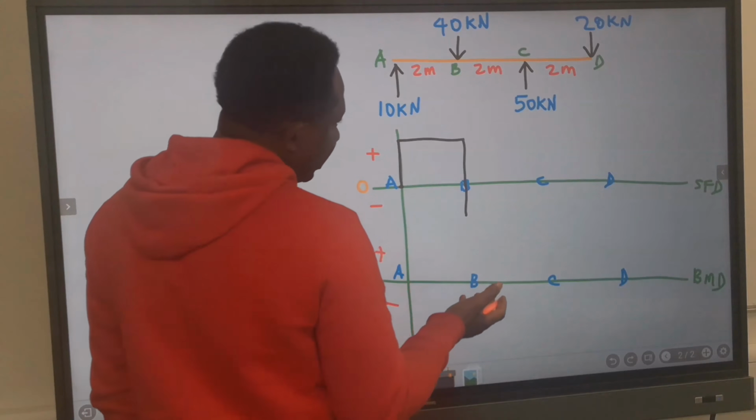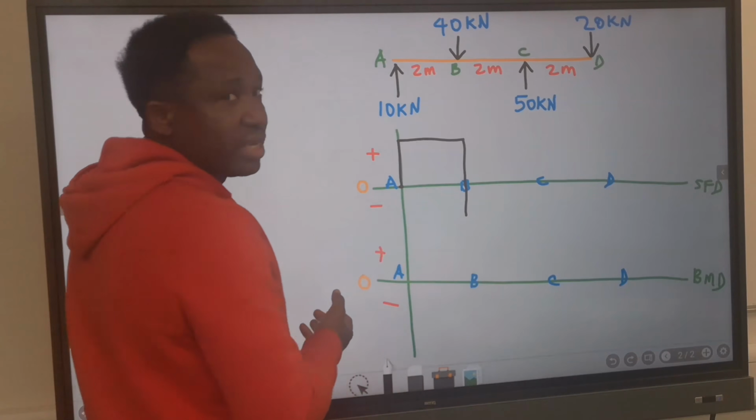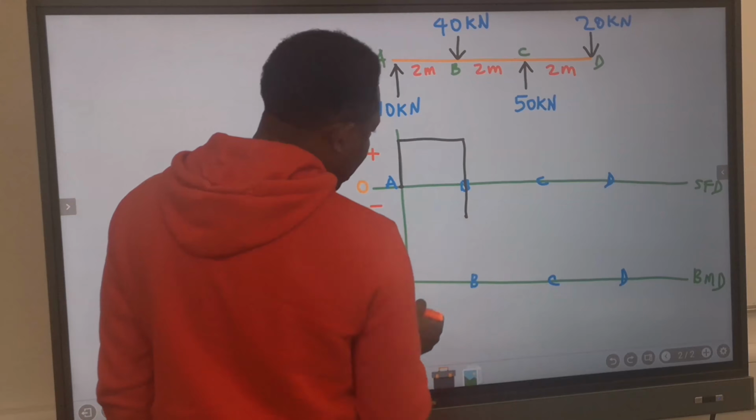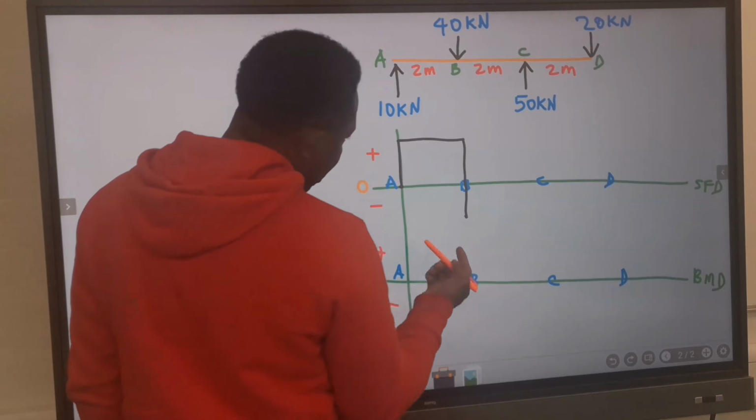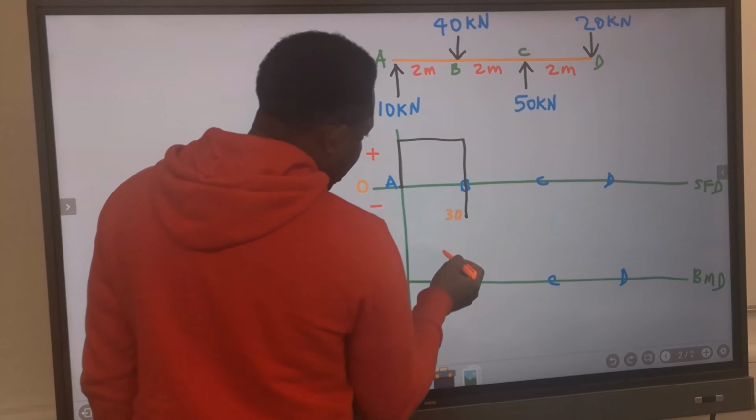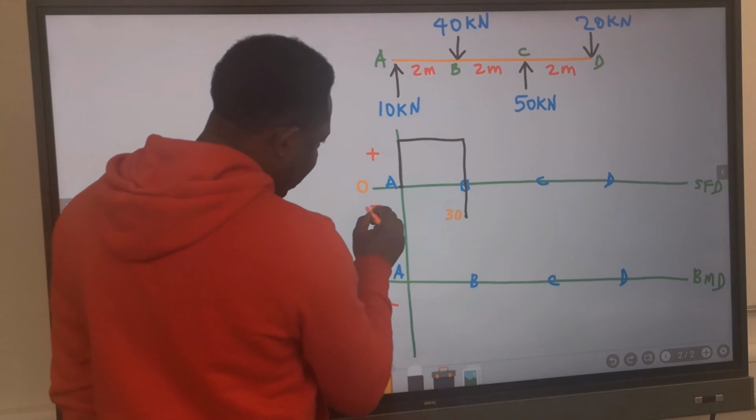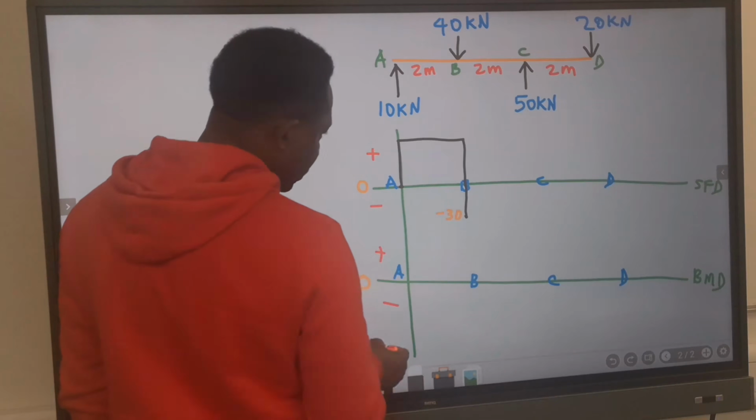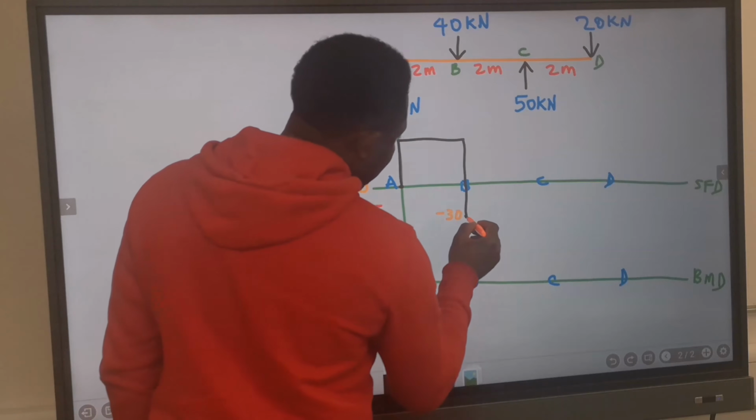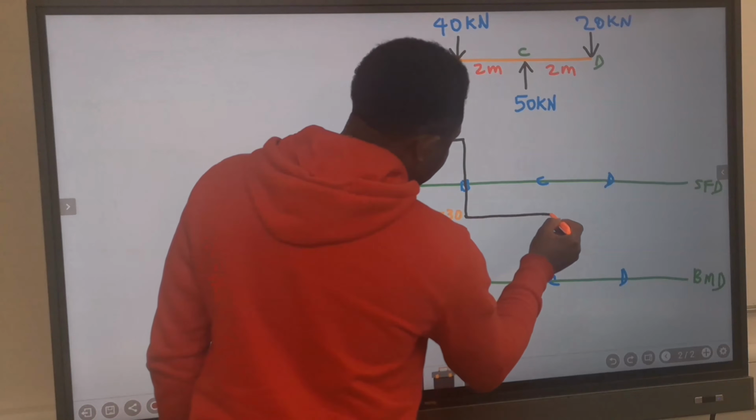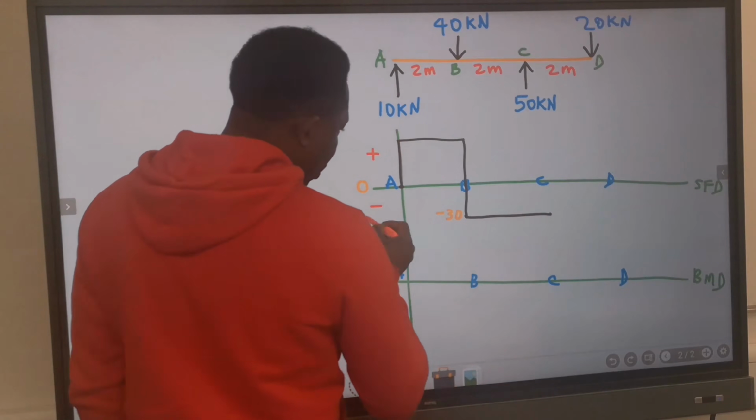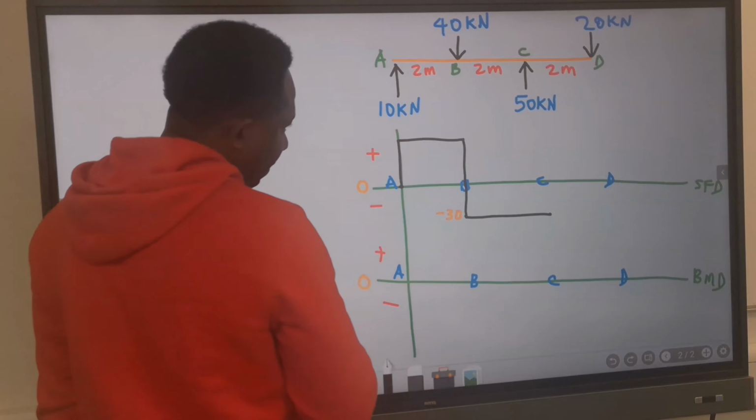Hence, this is not a graph and this is not to scale. So I will assume this point to be minus 30. Remember, this is 10 and this is 30. But because it fell on this side, I will give it a minus. Next, between B and C, there is no load. Hence, I will draw a straight line to point C. This line is on the 30 line.